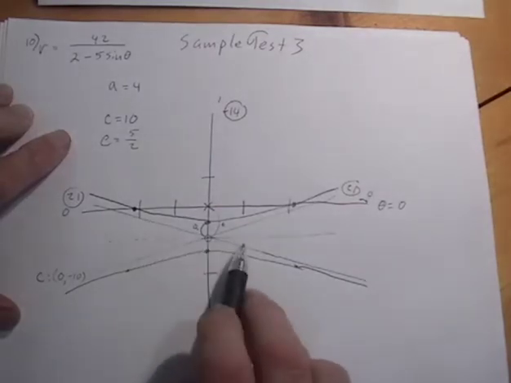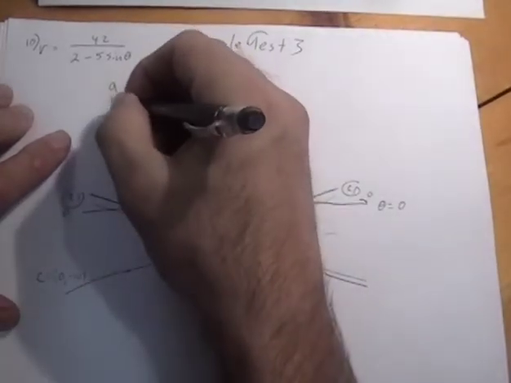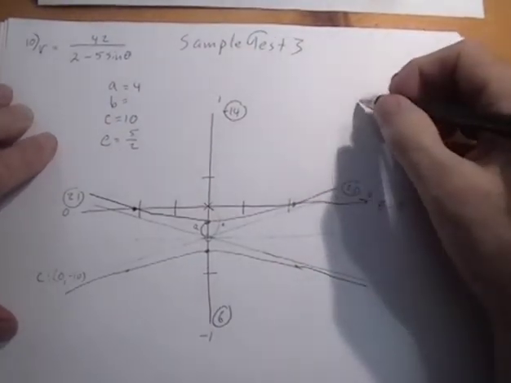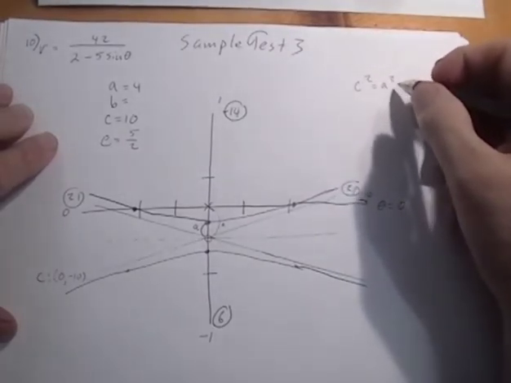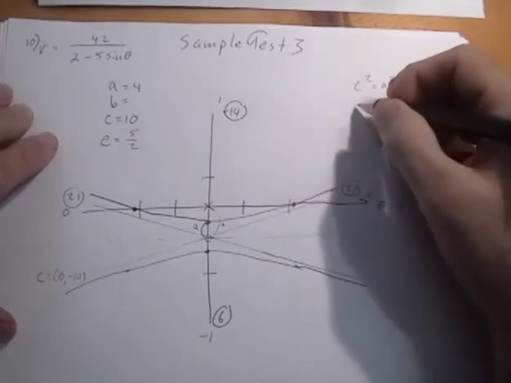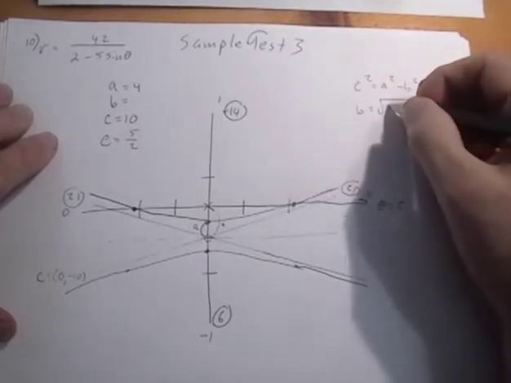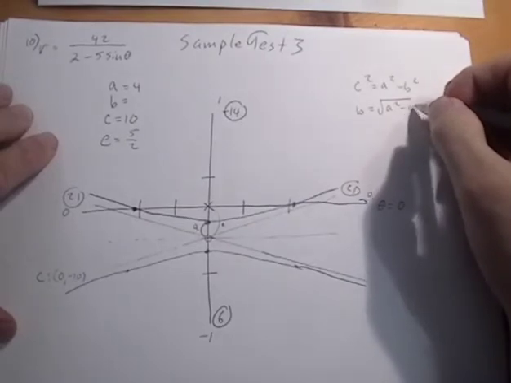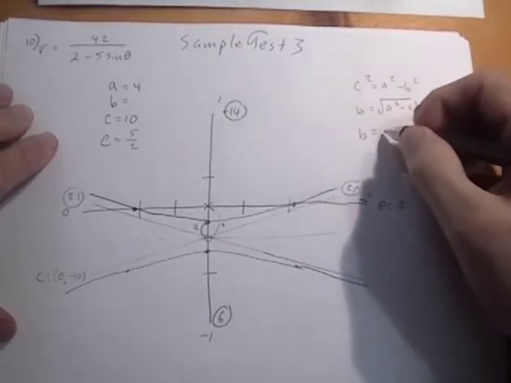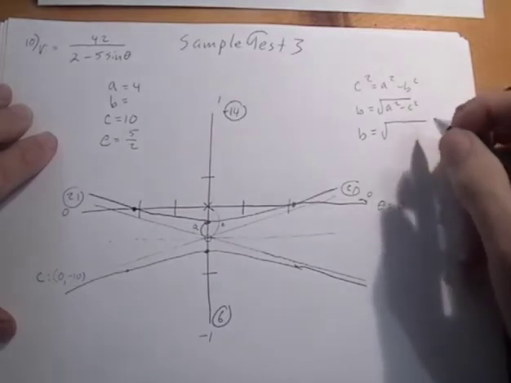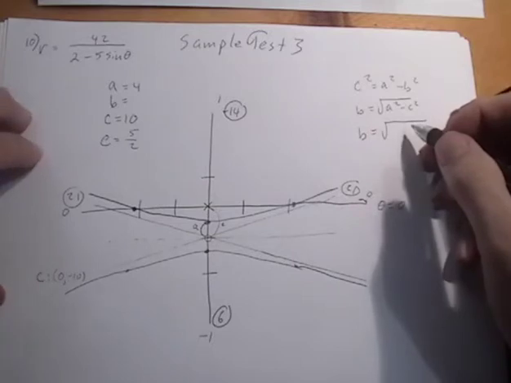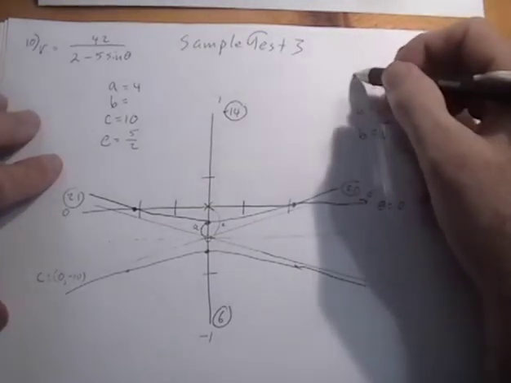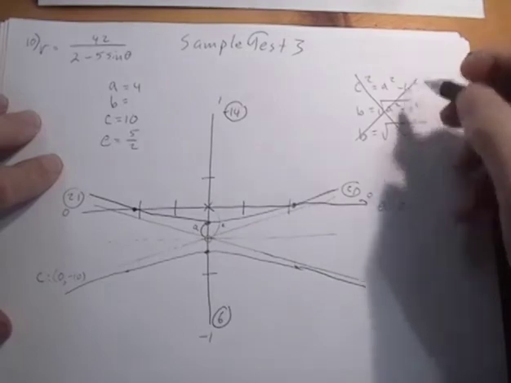It's harder to pick out where B is on this graph, but I can solve for it algebraically. Once again, I just recall that C squared is A squared minus B squared, so B is the square root of A squared minus C squared, so B is going to be the square root of... my apologies.